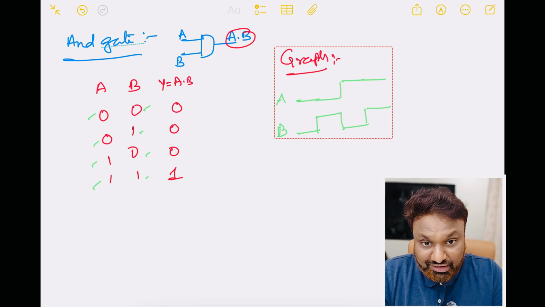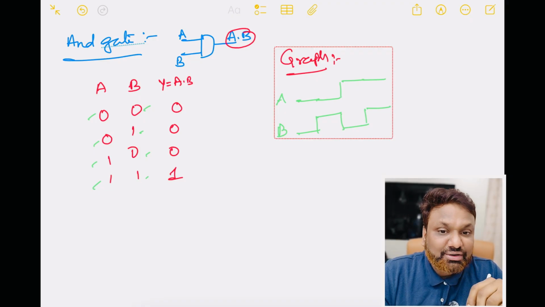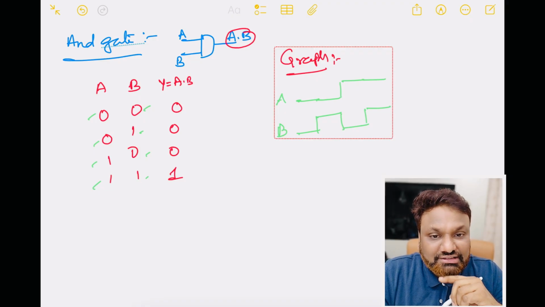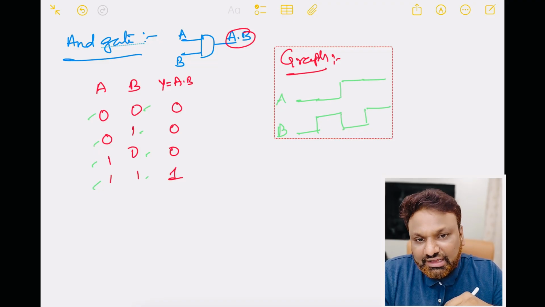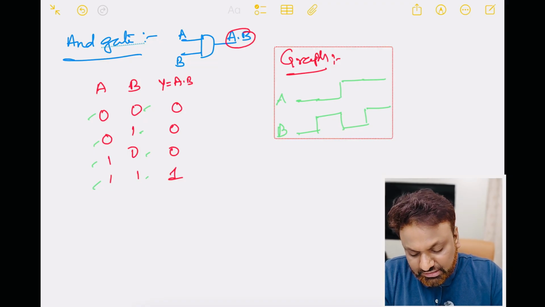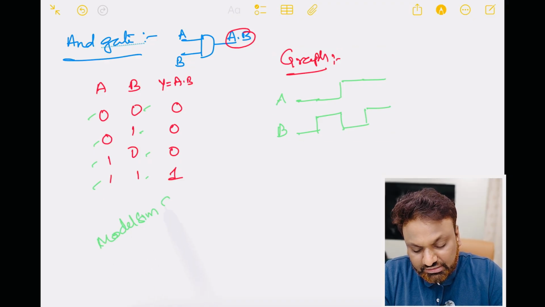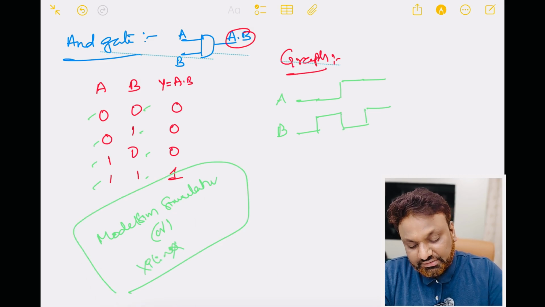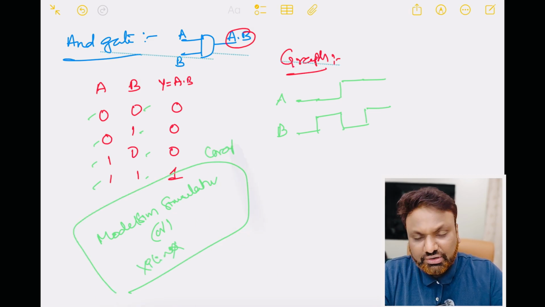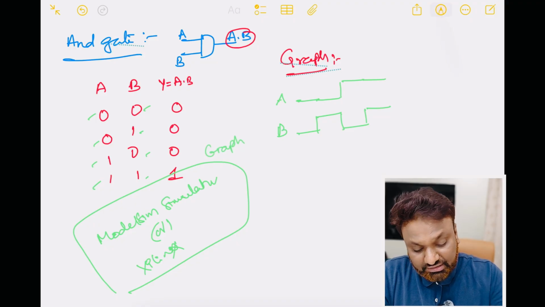And again, let me tell you, to draw these graphs I can use any simulation tool like ModelSim or Xilinx, and there I can write a program, and when I simulate, the graphs will be in this form only. You can see this as the ModelSim simulator or Xilinx. In these simulators you can write the code for an AND gate and you can visualize the graphs.